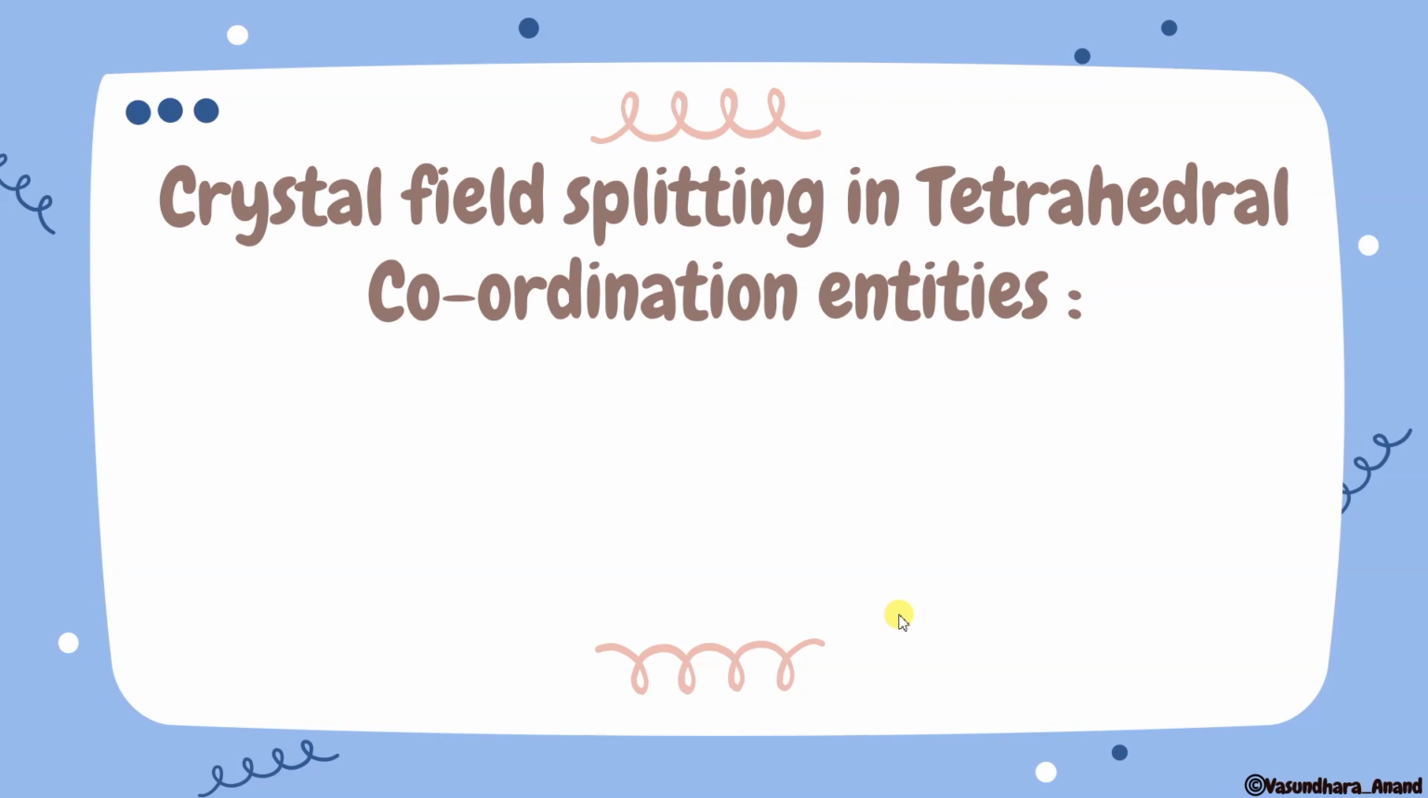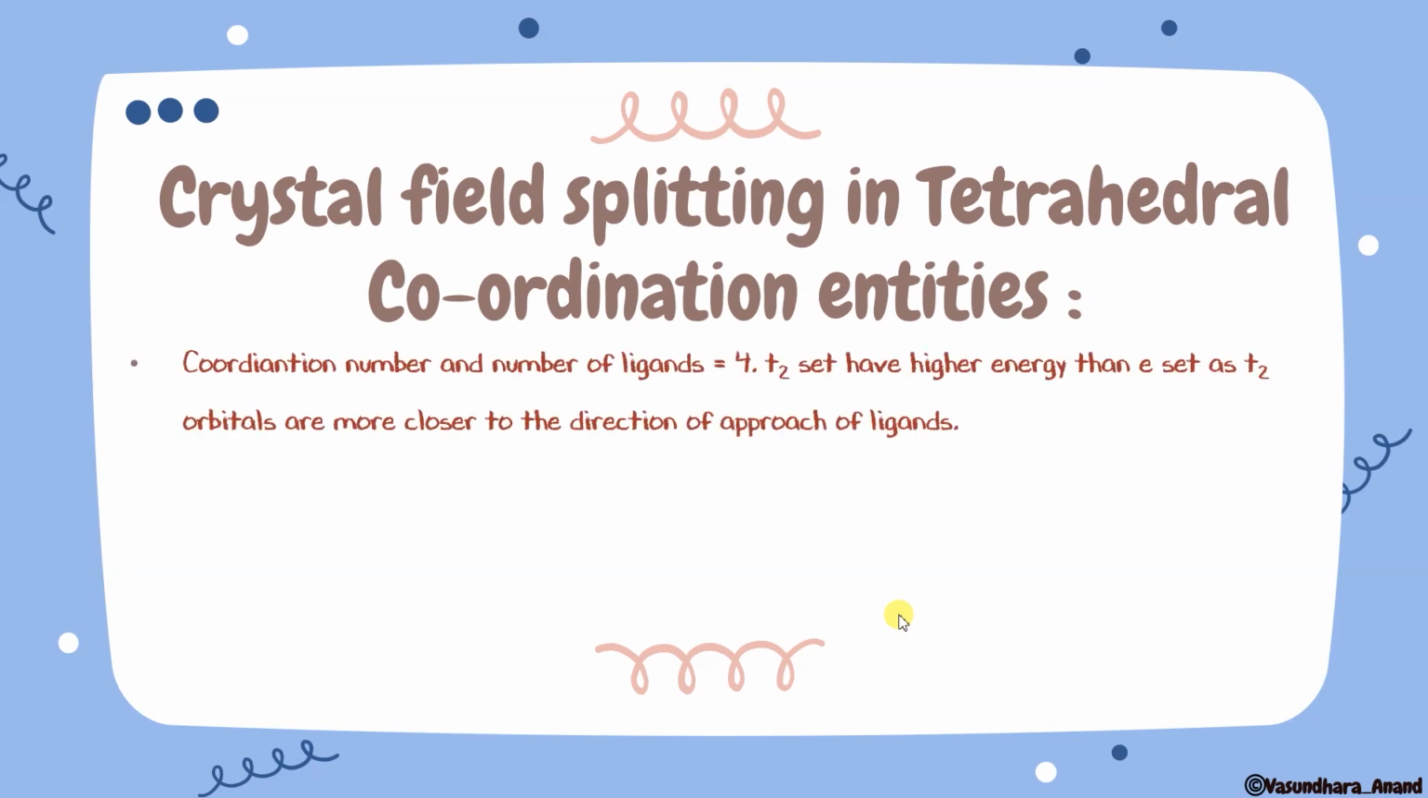Now, crystal field splitting in tetrahedral coordination entities. How will it be in that tetrahedral field? For octahedral coordination entities, we have done that: EG will have the high energy and T2G will have the low energy, but in the tetrahedral field, it will be just reverse. T2 will have more energy, but here we will not use the G word. So coordination number and number of ligands will be 4. T2 set will be considered as T2, not T2G. T2 set has higher energy than E set.